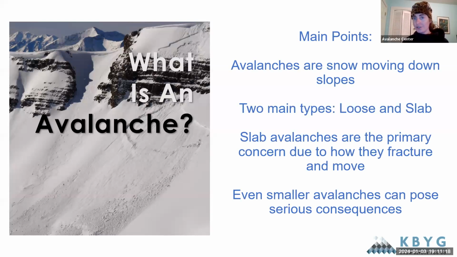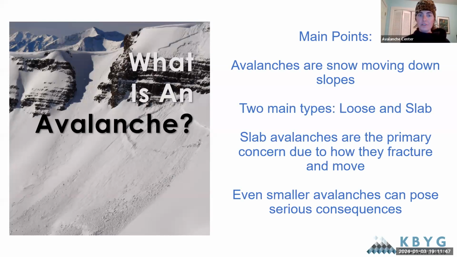Avalanches: snow moving down slope. We have two main kinds. I have two pictures right after this to show the two different types. And we want to know why avalanches form and what they are, because we can learn about the patterns of terrain and weather and snowpack that cause avalanches so that we can avoid being caught in avalanches.